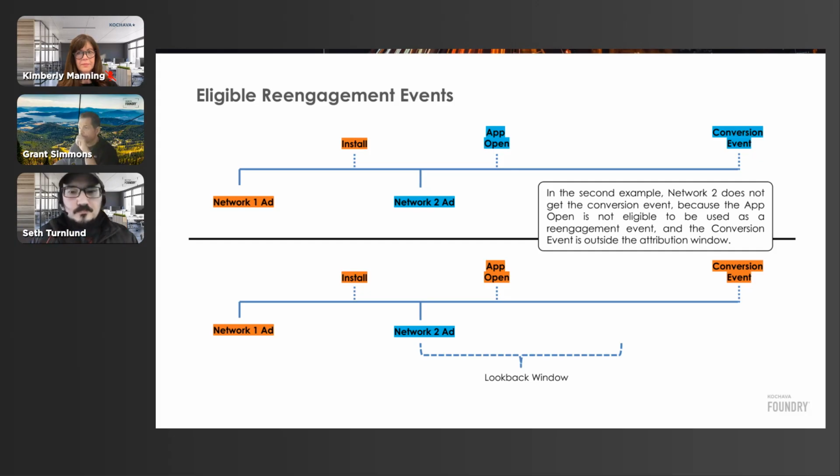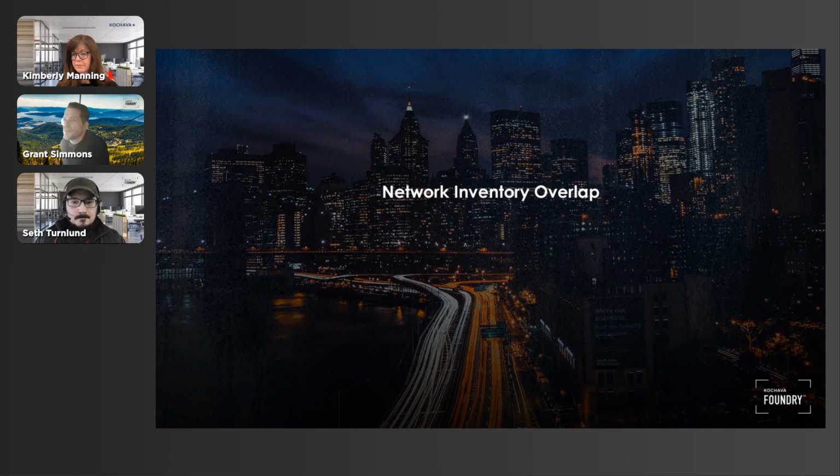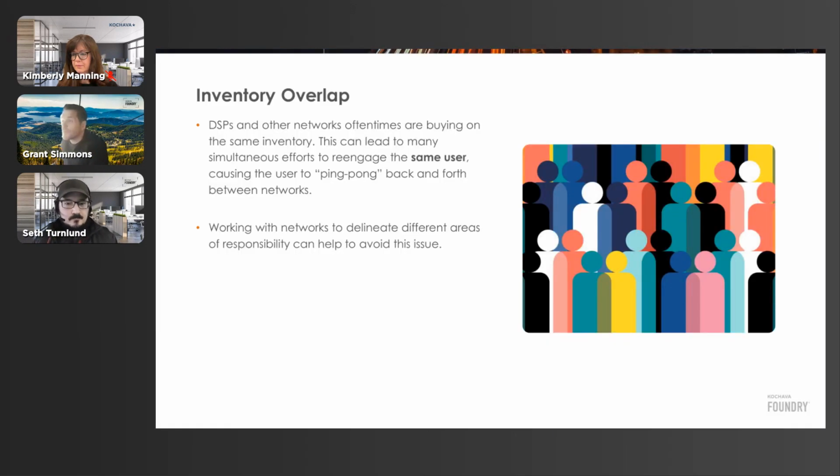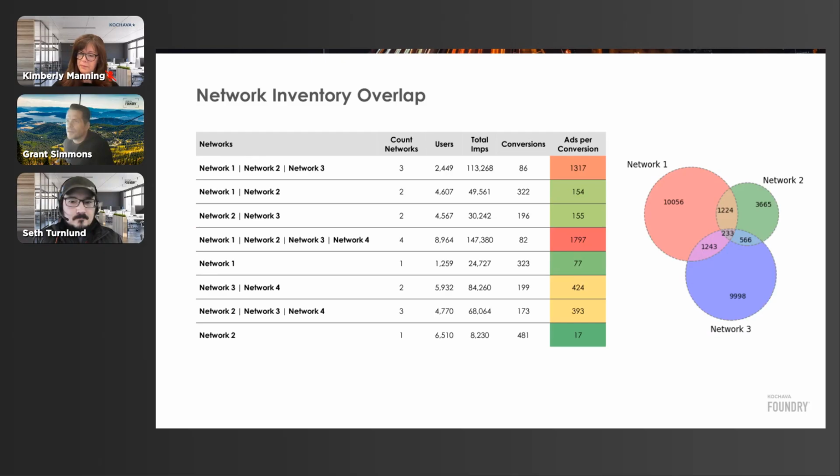Love it. Let's jump into the last one. Network inventory overlap. This is the amount that, for lack of a better term, you're stepping on yourself in terms of ad delivery as an advertiser. I'm just going to jump straight to the data. This one's a bit of an eye chart, so let me walk through it a little bit.